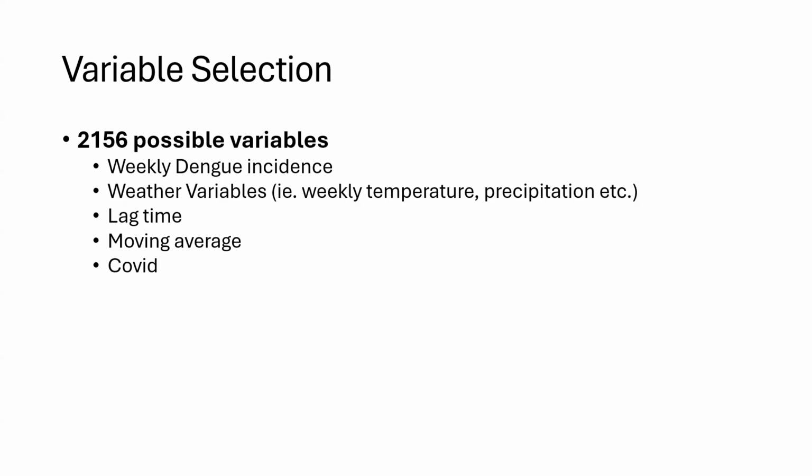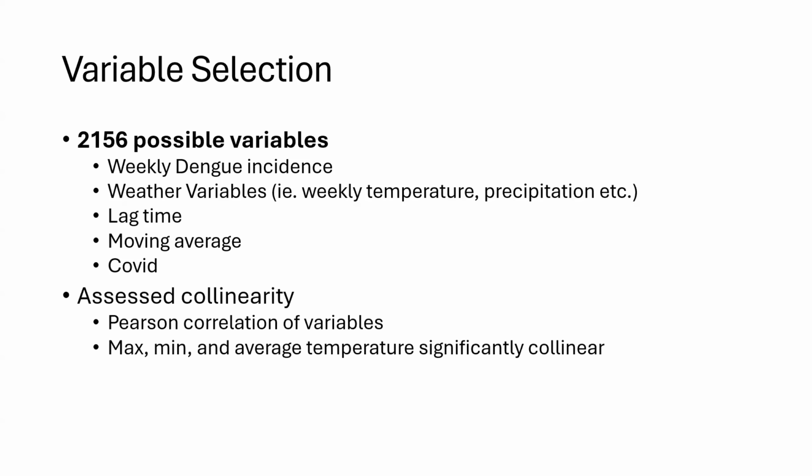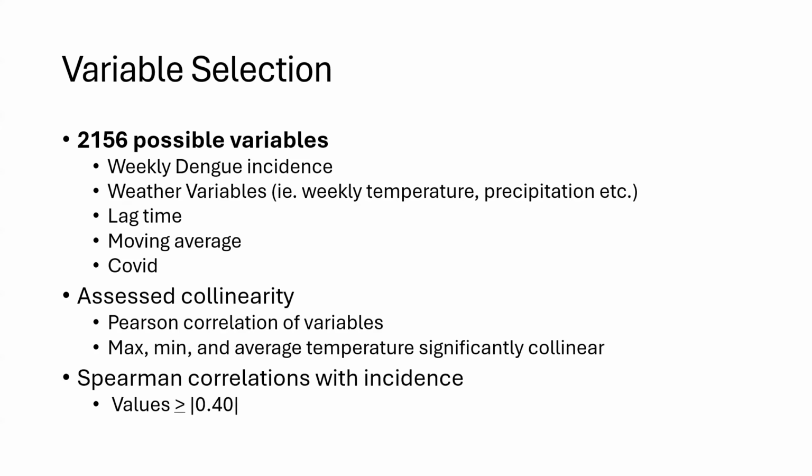So we took all these variables and we assessed the collinearity between them, and found that the max, min, and average temperatures were significantly collinear, meaning that when we analyze them, we will have to stratify between those temperatures to tell the difference. And then we also created Spearman correlations of all these variables with dengue incidents to determine which ones were most relevant to our study.